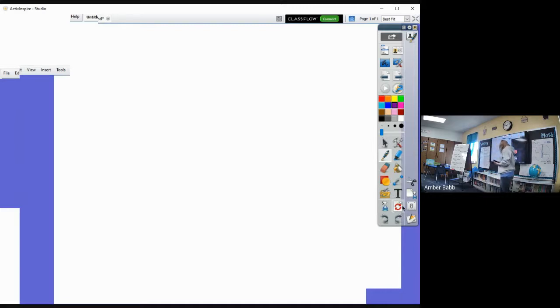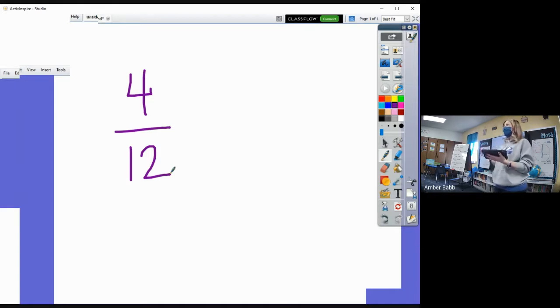If I were to take 4/12, now I could divide both of these by 2, but I want to divide them by the greatest common factor. And remember that common factors are the things that we multiply together. So what things can I multiply together to get 4?